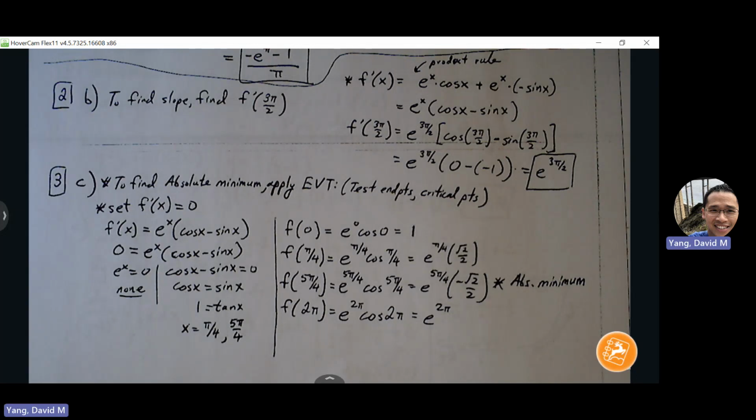Cosine minus sine, the trick to handling this is setting them equal to each other, dividing both sides by cosine, and then you can see tangent of x equals 1. And then you clearly see, oh, it's pi over 4 and 5 pi over 4, first and third quadrant. So you enter 0, pi over 4, 5 pi over 4, and 2 pi into the original function, and you compare the y values. Whichever has the lowest y value is the absolute minimum.